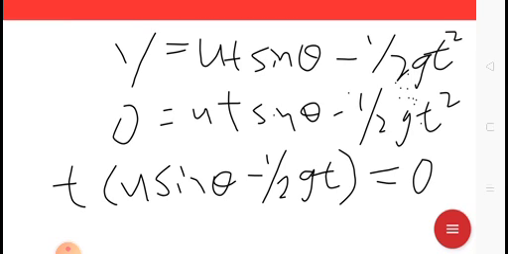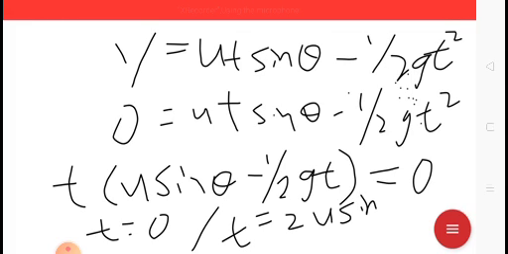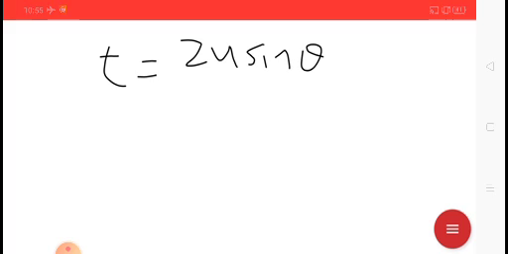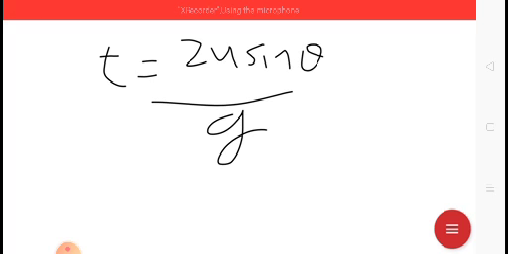So for this question, you will have t equal to 0, or t equal to 2u sine theta over g. Right, so in this situation, if you simplify again, t will be equal to 2u sine theta over g. Alright, so t equal to 0 means the starting timing, and t equal to 2u sine theta over g will be the time for the particle to return to the original position, original height.